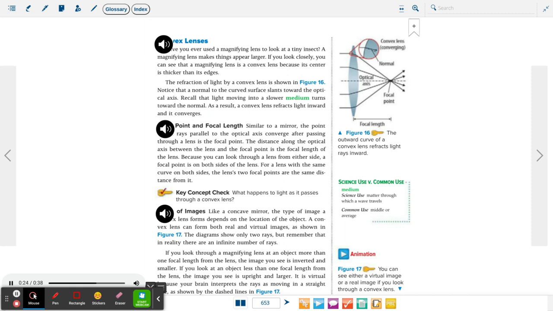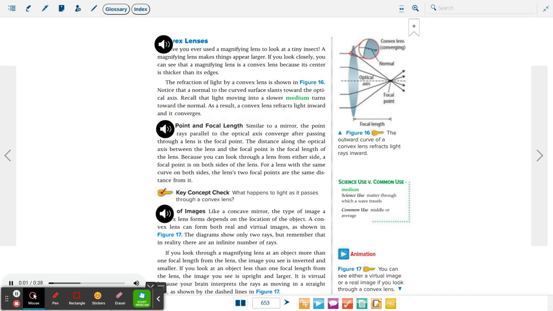Notice that a normal to the curved surface slants toward the optical axis. Recall that light moving into a slower medium turns toward the normal. As a result, a convex lens refracts light inward and it converges.